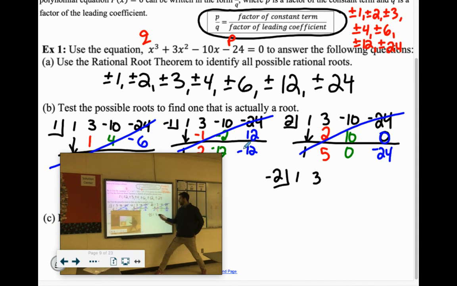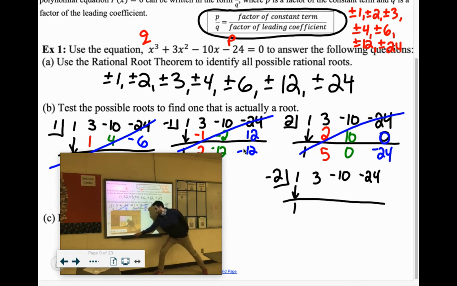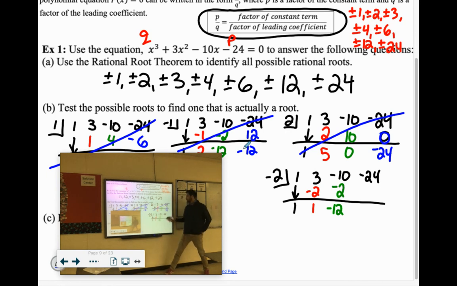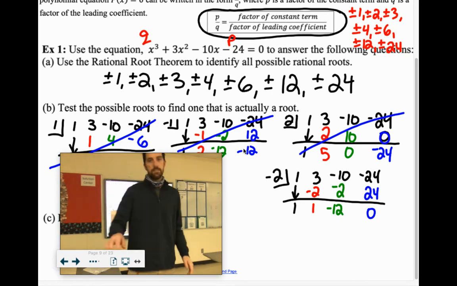1, 3, negative 10, negative 24. Don't worry, one of these will hit. Negative 2 times 1 is negative 2, plus 3 is 1. Negative 2 times 1 is negative 2, plus negative 10 is negative 12. Negative 2 times negative 12 is positive 24, which gives us 0. We've found a 0. Now I'm going to start the next video to show you what to do after you found that 0. Oh man, get excited, please.